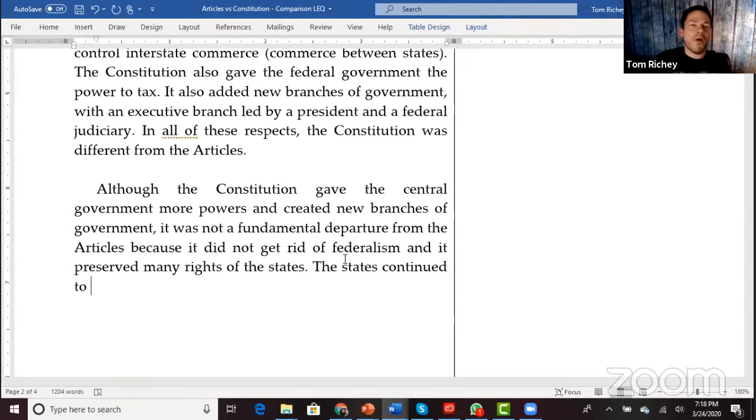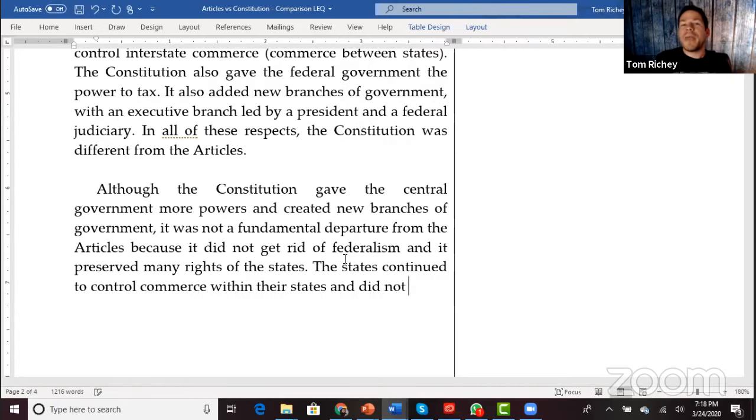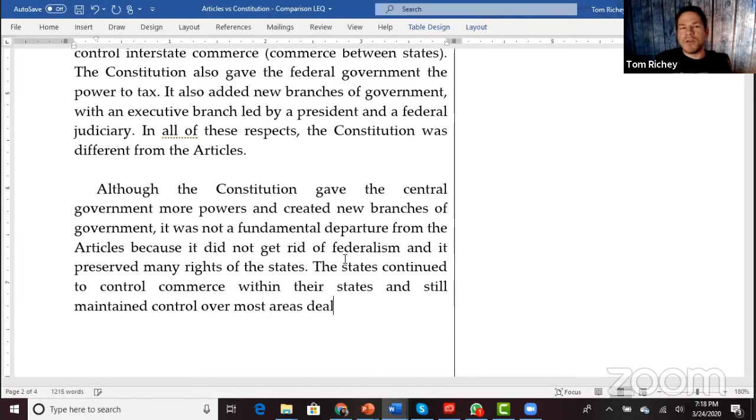And so as far as that, the states continue to control commerce within their states, and still maintained control over most areas dealing with the lives of their citizens. You could say even here you could get into 1800 Thomas Jefferson.